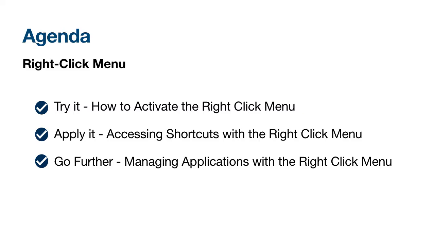In this episode of Getting the Most from Your Mac, we are going to learn about the right-click menu. Today, we are going to demonstrate how to use your trackpad or keyboard to activate the right-click menu in order to access shortcuts and manage applications on your Mac. First, let's learn about what the right-click menu does and how we can activate it with our trackpad or keyboard.